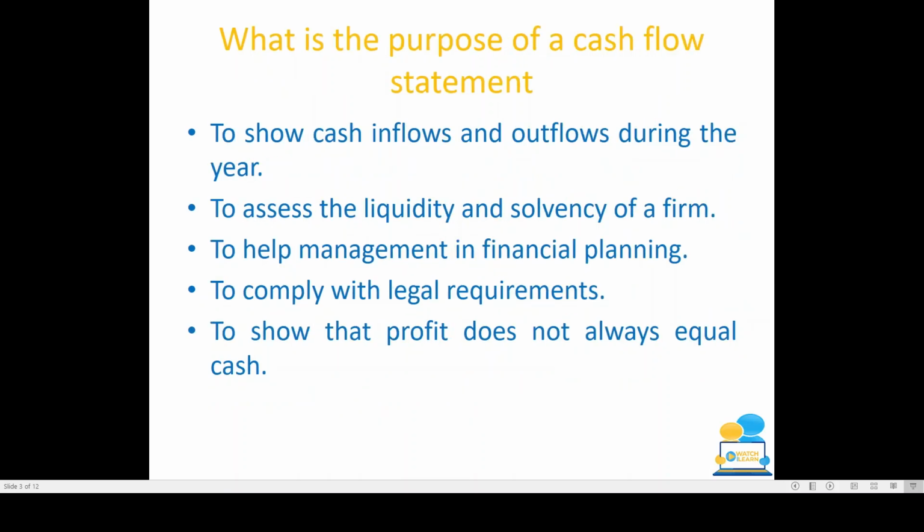So what is the purpose of the cash flow statement? To show cash inflows and outflows during the period, so cash coming in and cash going out during the period, to assess the liquidity and solvency of a firm, so to see is the firm sustainable in the short term and the long term, to help management in financial planning, so maybe if the company is going for a bank loan, they may need to provide a cash flow statement, to comply with legal requirements such as FRS 1, and to show that profit does not always equal cash.